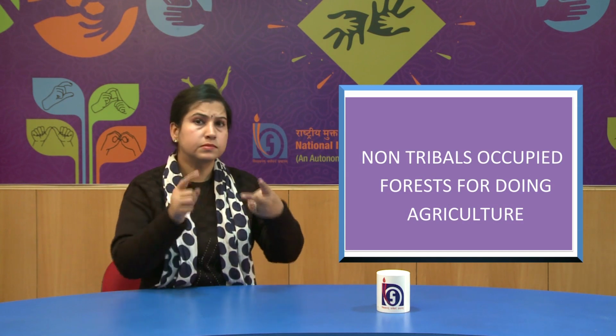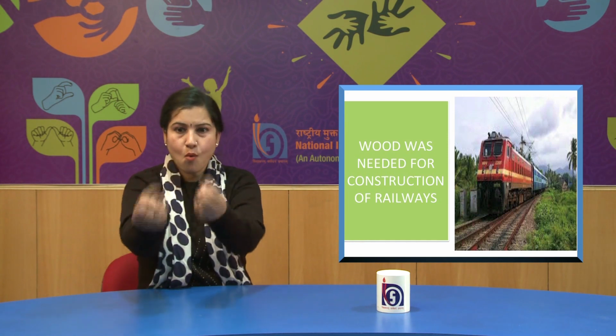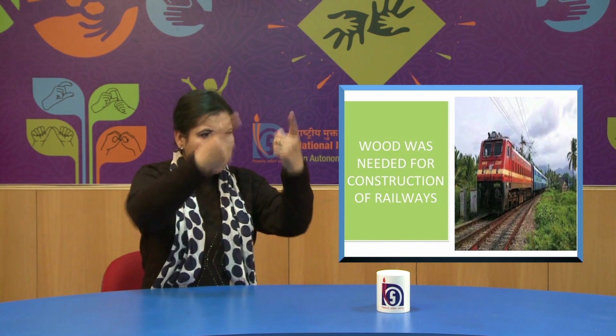The second reason was demand for wood increased with the construction of railways in India, as wood was needed to make tracks for railways. The British government completely controlled the forests. This also made the tribal people angry.